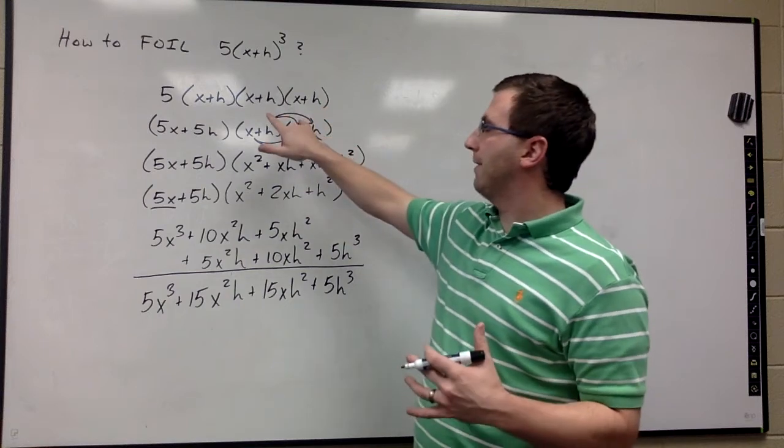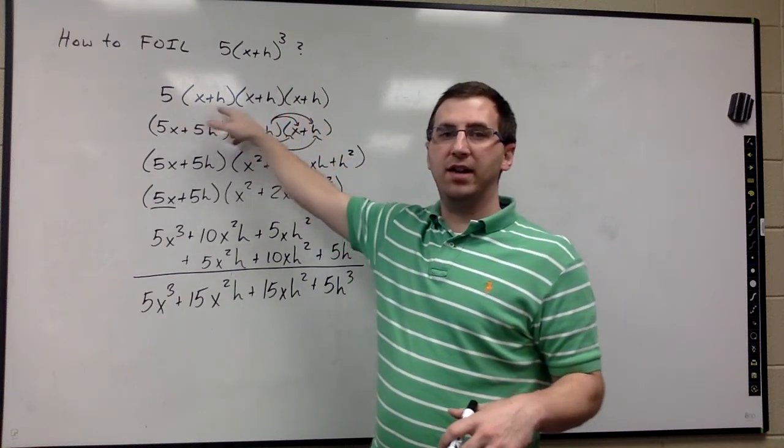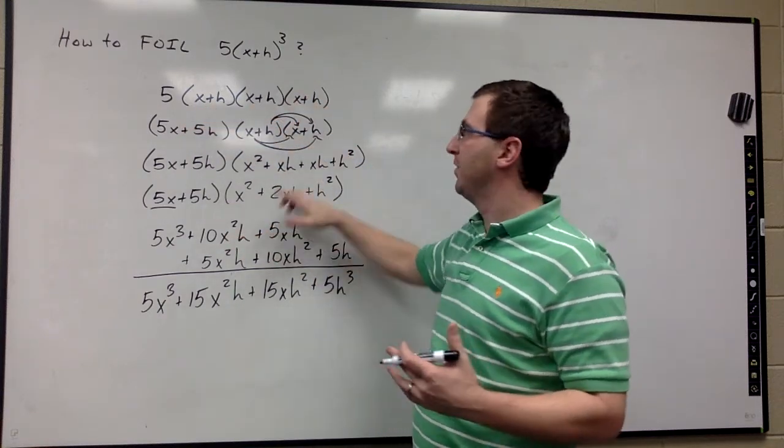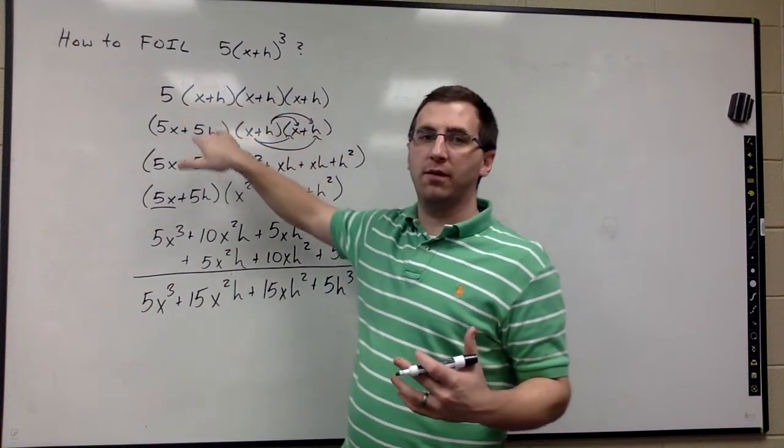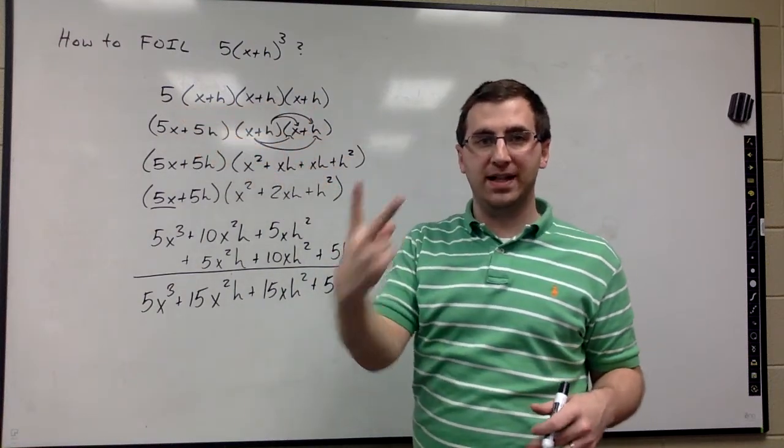Now, you don't have to multiply the 5 in here and then do it the exact same way I did. It doesn't matter which 2 you start off with. You just have to only do 2 at a time.